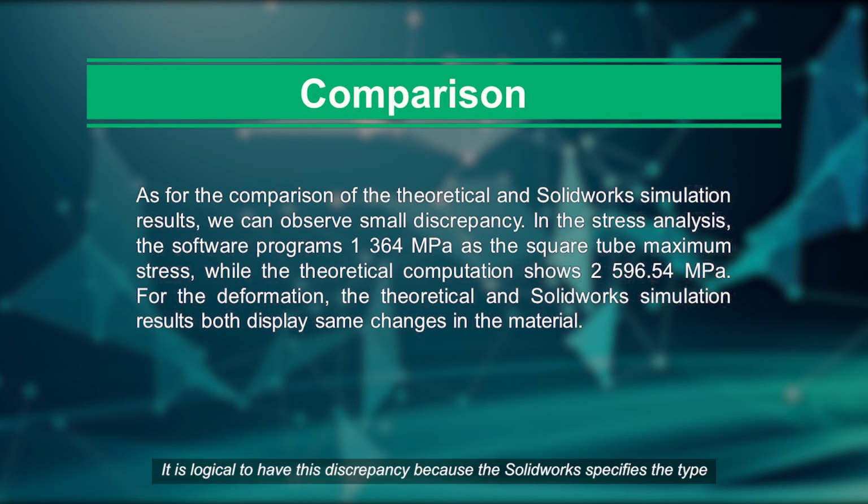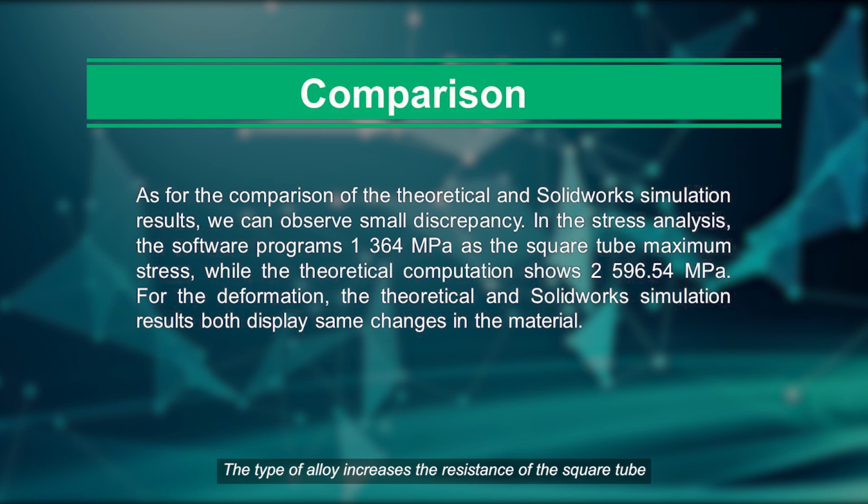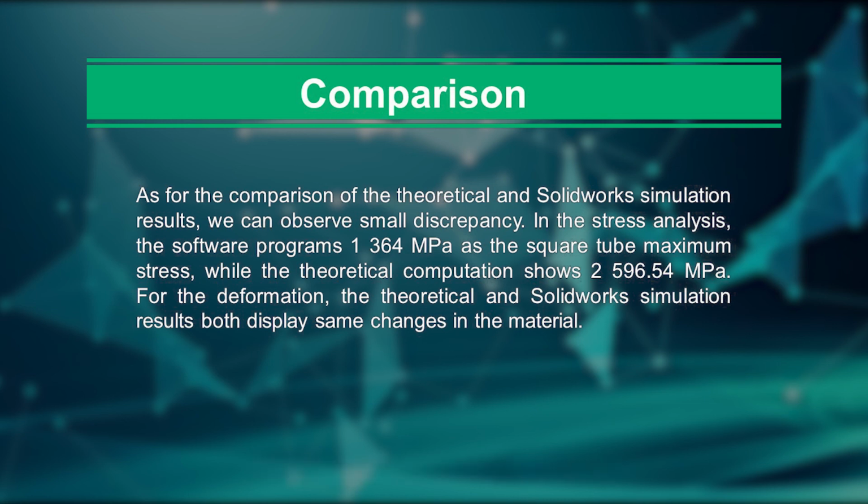It is logical to have this discrepancy because the SolidWorks specifies the type of material where the force will be exerted, while in the theoretical computation, the formula is generalized for any type of material where the force will be exerted. The type of alloy increases the resistance of the square tube to stress and deformation from the exerted forces.